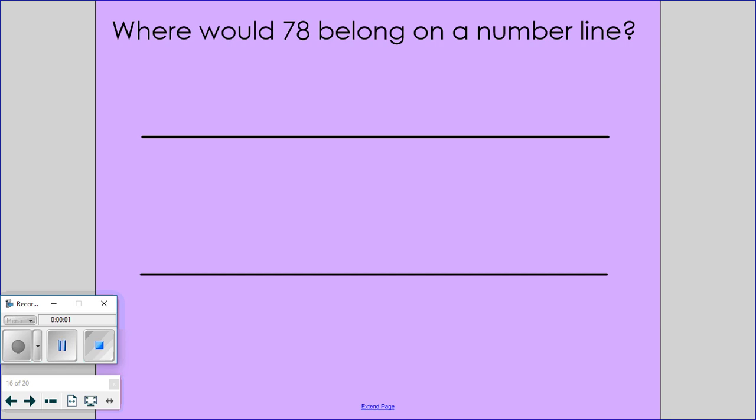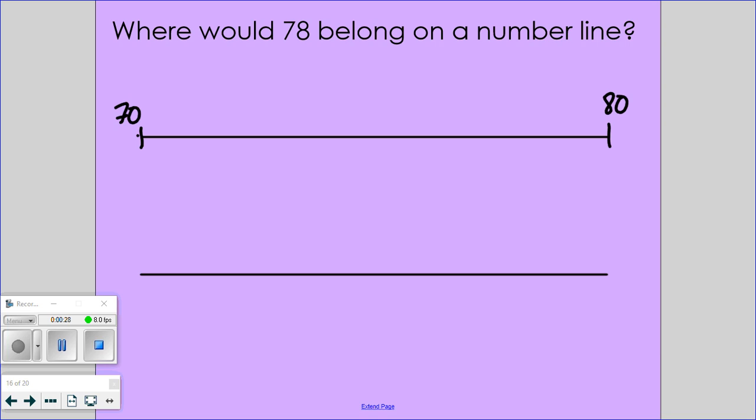First number line is going to be a distance of 10. Because we're working with 78, my starting point is going to be 70. Go ahead and make the first starting point 70. Now box here. If I'm doing a distance of 10, then I know my end point has to be 80.